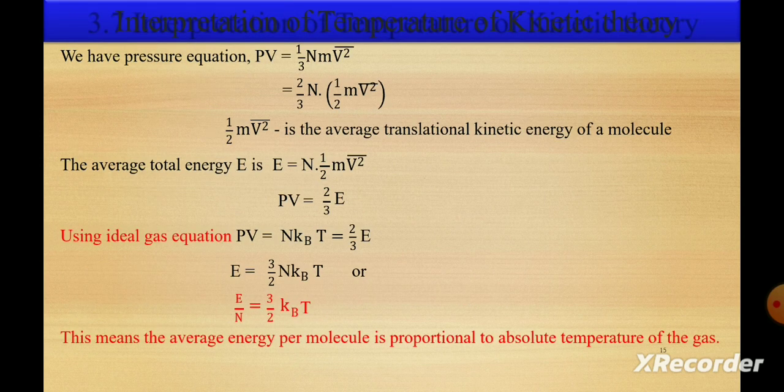This means the average energy per molecule is proportional to the absolute temperature of the gas.